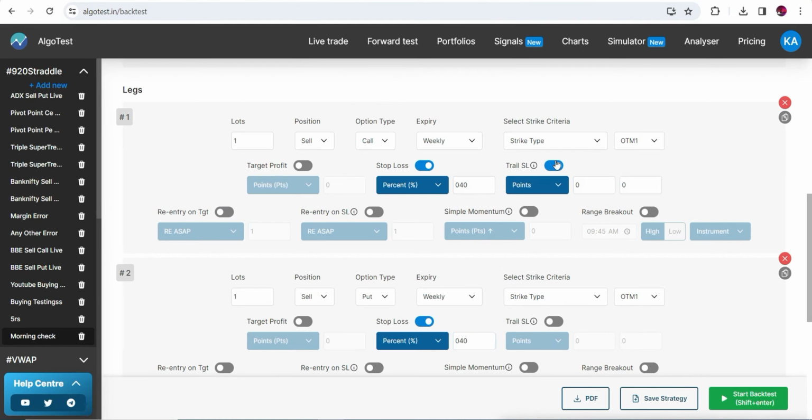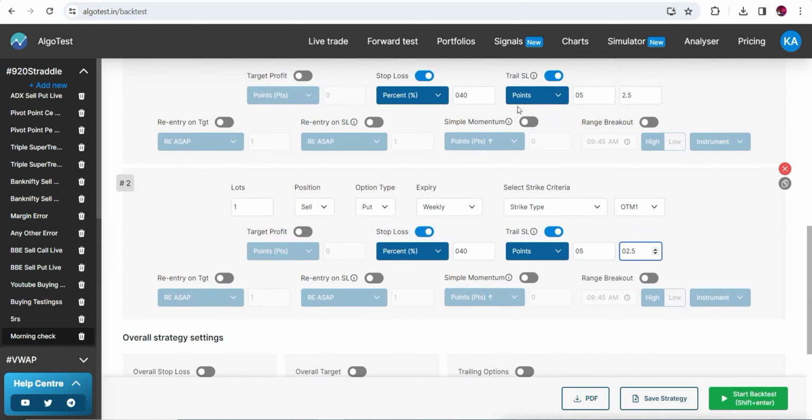Now we are going to add trailing stop loss also. So what is a trailing stop loss? Trailing stop loss means if the price moves 5 points in our favor, it will trail our stop loss by 2.5 points. If you want to know how this works, you can watch our previous video. I have explained how the trailing stop loss works. I don't explain it in this video as it will be very long. As I have already explained in the previous video, you can watch that and you must watch that.